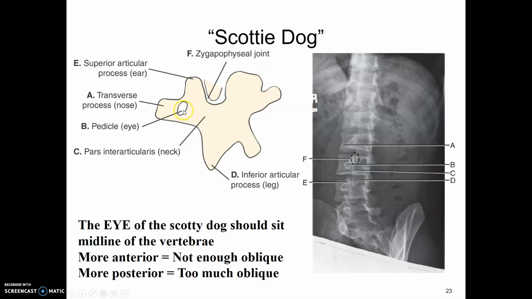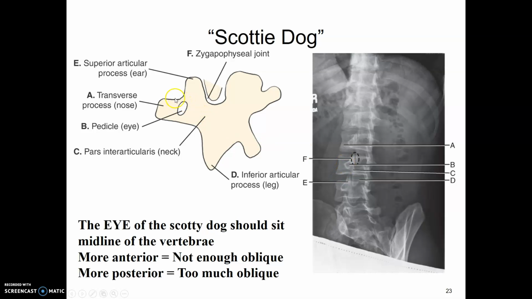Scotty Dog. Know the parts of your Scotty Dog. Know the anatomy of your Scotty Dog. Okay, so the ear, the nose, the eye, the neck, and the leg. And then you want the eye of the Scotty Dog, so the pedicle here, this circle or eye, you want the eye of the Scotty Dog to be in the midline of the vertebrae itself. If the eye is too anterior, that actually means it's not enough oblique. If the eye is posterior, it's too much oblique. And that'll take a little bit of time to recognize and to be able to figure that out.